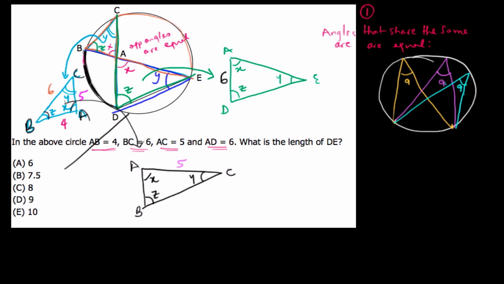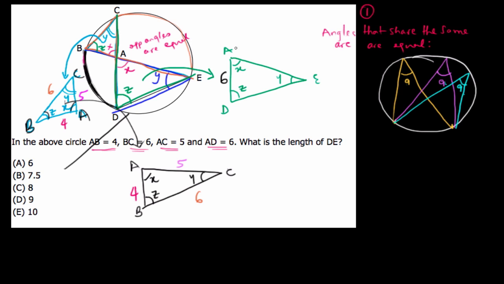BC is 6. So where is BC? BC is 6 here. And then AB is 4. AB is 4. That's from here to here is 4.